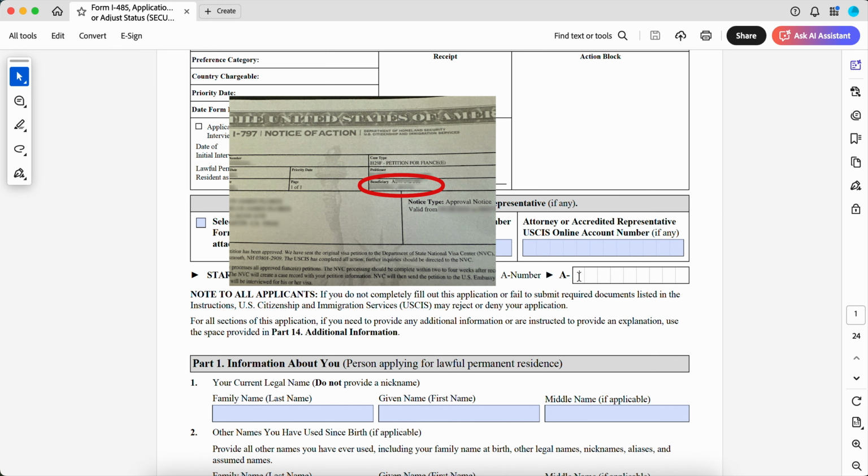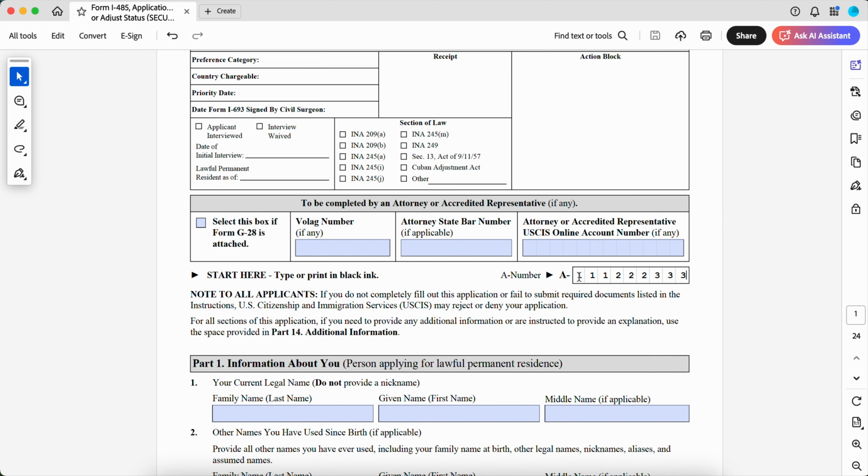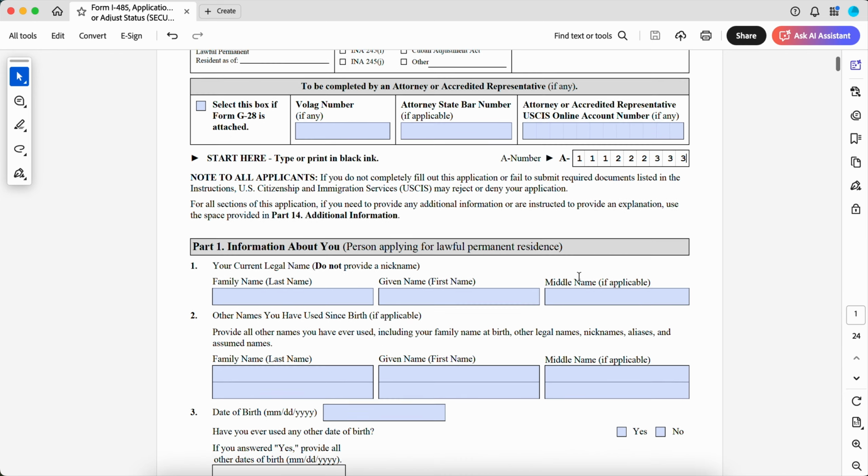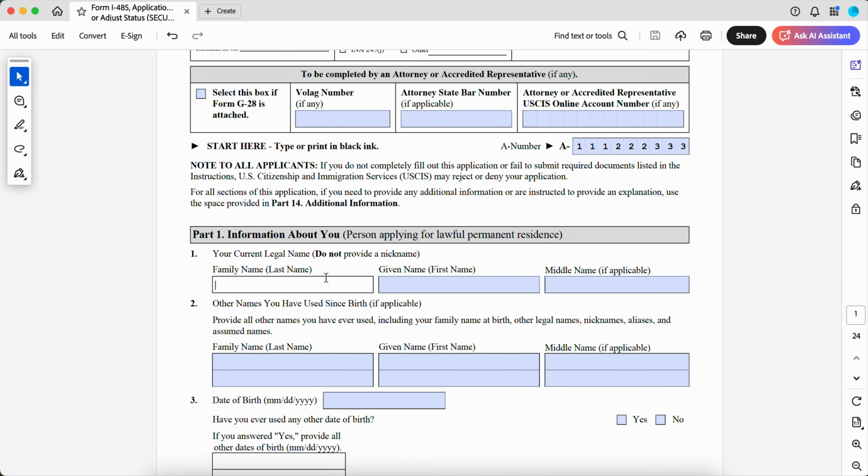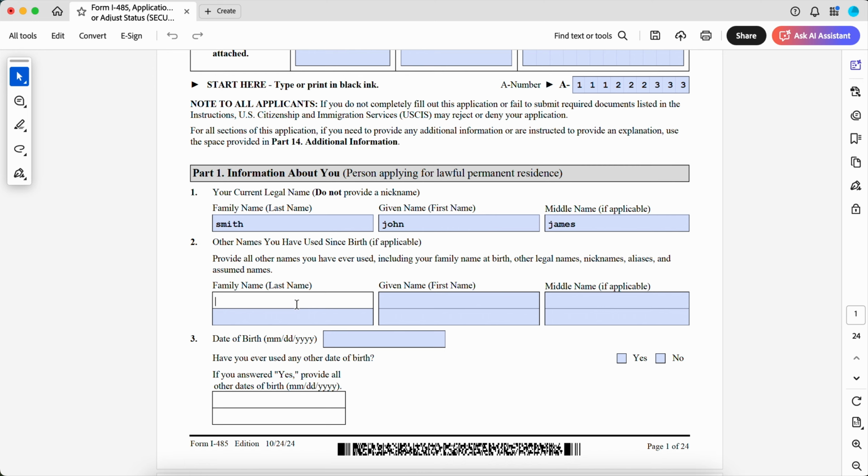Next, you type in your name. It is recommended to type in the name that you will have after the marriage. If you're getting married and you're going to change your name, it is recommended to fill it out with your new name. Other names you have used since birth: here you can type in your maiden name if you've changed it. Alright.